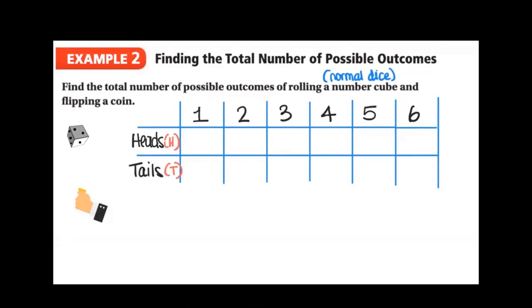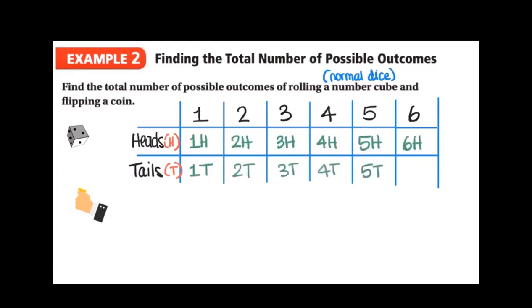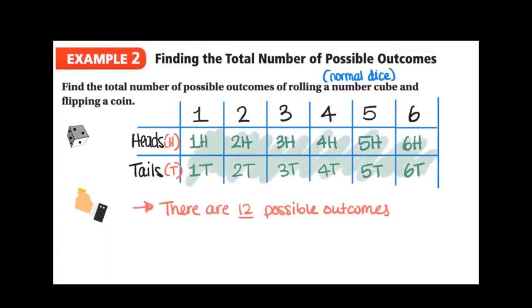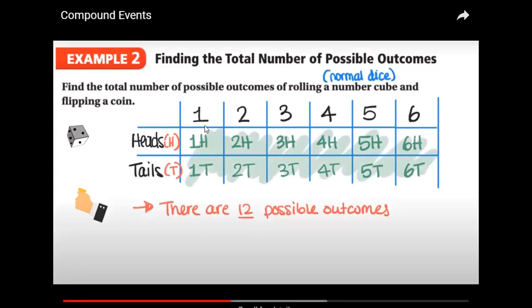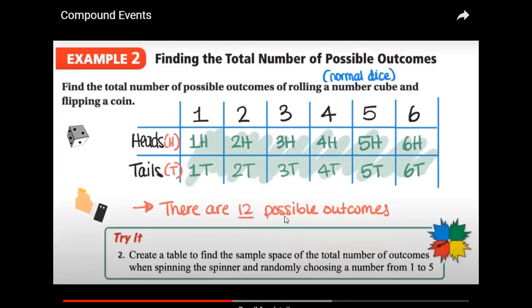Now inside the table, we're going to write 1H. And that's going to represent that we roll the 1 and the coin is flipped to heads. And then we'll just continue this. So 2H, 3H, 4H, 5H, and 6H. And then 1T, 2T, 3T, 4T, 5T, and finally 6T. So in this table, we can see that there are 12 possible outcomes, and all the outcomes are found inside the table. Here's our second try question for this video.